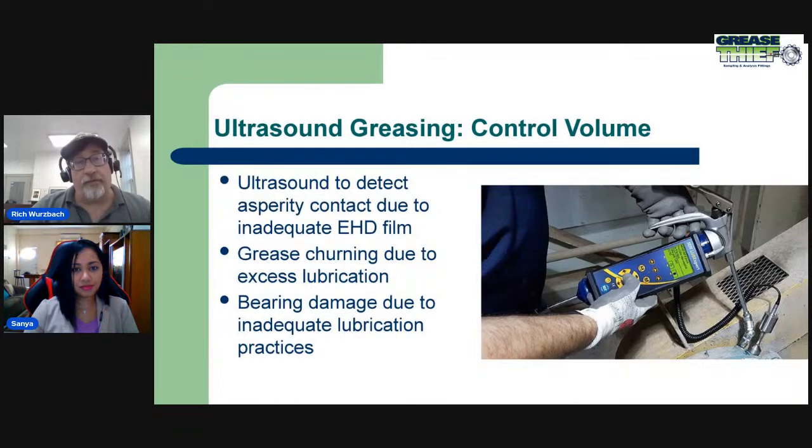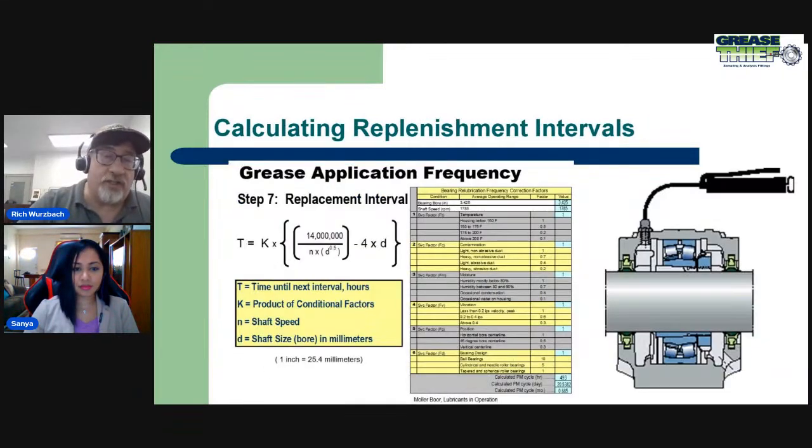So, three important things. Do I have the film? Have I added too much grease? What's the condition of the bearing?